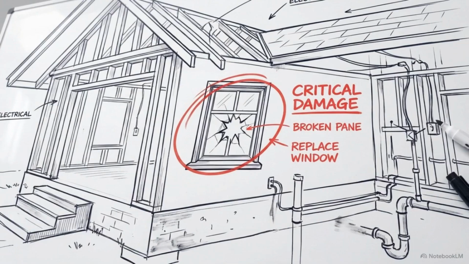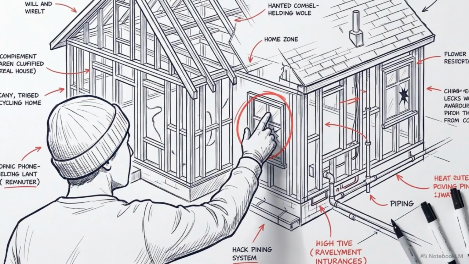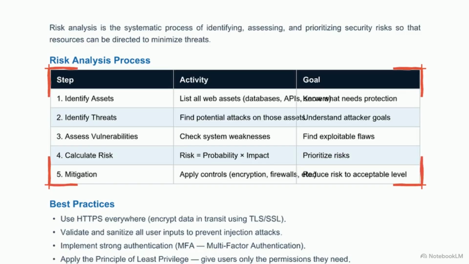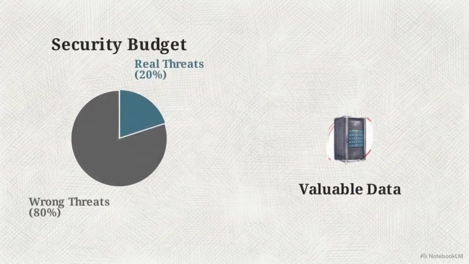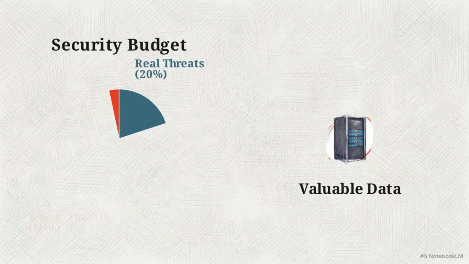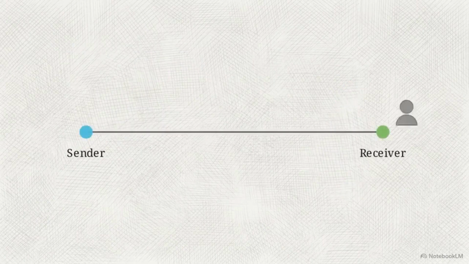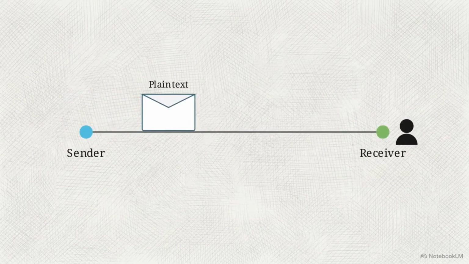A vulnerability is simply a weakness in your system, like a broken window on a house. A threat is the potential danger, like a burglar looking to exploit that open window. This table breaks down a 5-step risk analysis, acting as a systematic perimeter audit for any organization. Looking at step 4, we find the core math. You calculate actual risk by multiplying the probability of an attack happening by the impact it would cause. If you skip this structured audit, you end up wasting resources defending against the wrong threats while leaving your most valuable data exposed. Once you know what to protect, you have to secure that data as it travels.